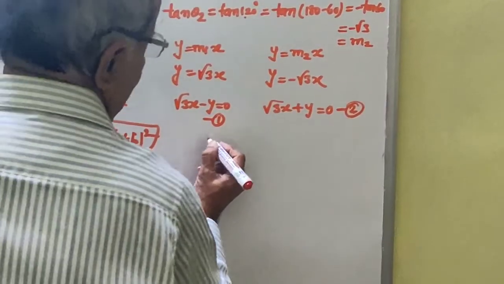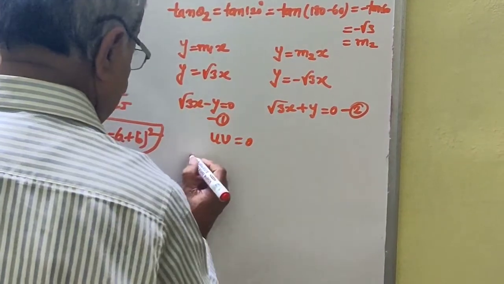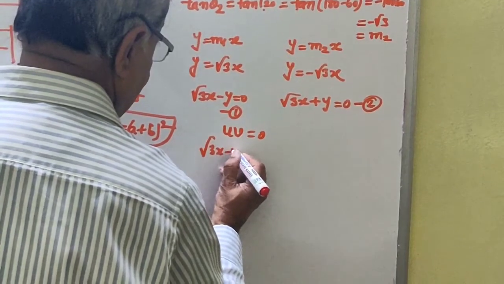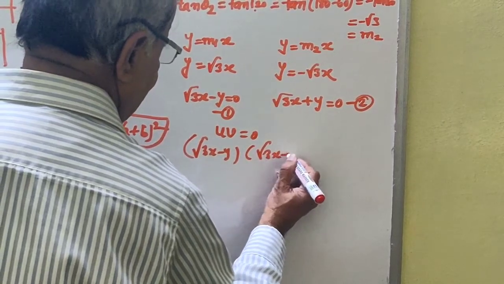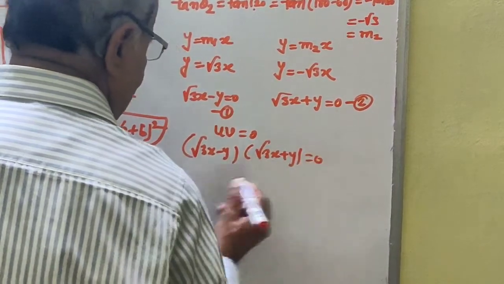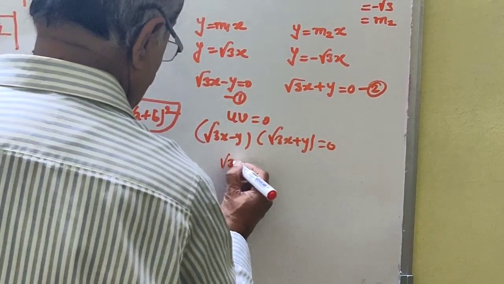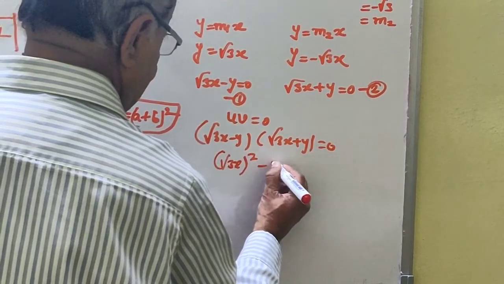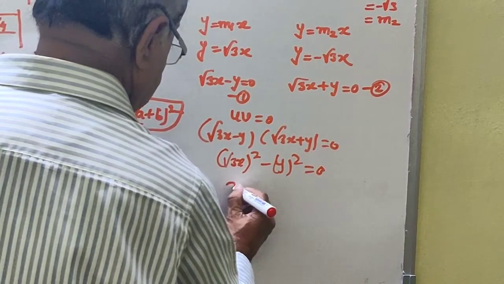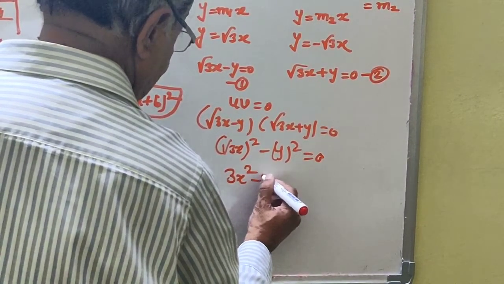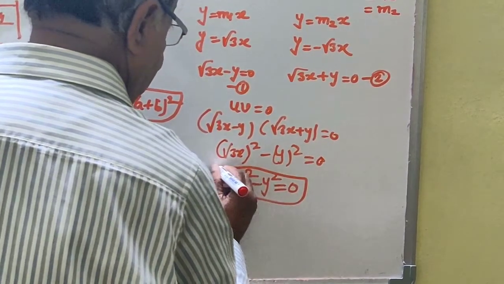Now for the combined equation, you have to multiply u into v is equal to 0. Now root 3 x minus y, and what is the value of v? It is root 3 x plus y is equal to 0. I know the formula: (a minus b)(a plus b) is a square minus b square. I will apply the formula. What I will get? 3x square minus y square is equal to 0. This is also a very important sum.